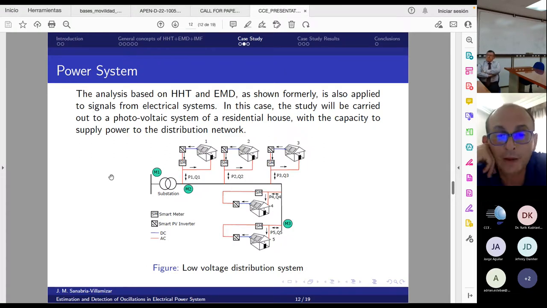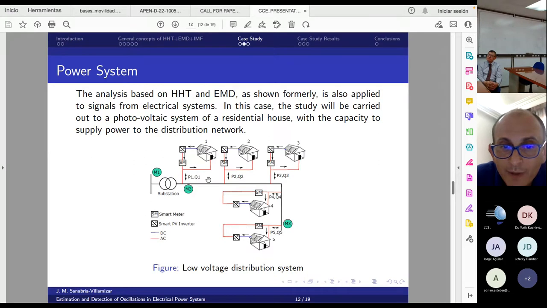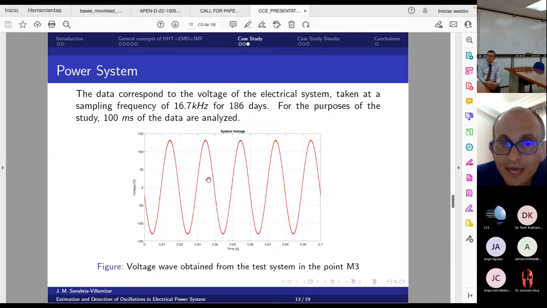We are using a microgrid for our test. It's a low voltage distribution system that is basically composed of 5 homes. In each home, we have smart meters, and we are checking the power in the system, the P and Q. We are measuring this power in the system. And it's interesting because normally we have the active power, but when we analyze the reactive power, we have an interesting behavior that is not common to analyze with, for example, Fourier transform.